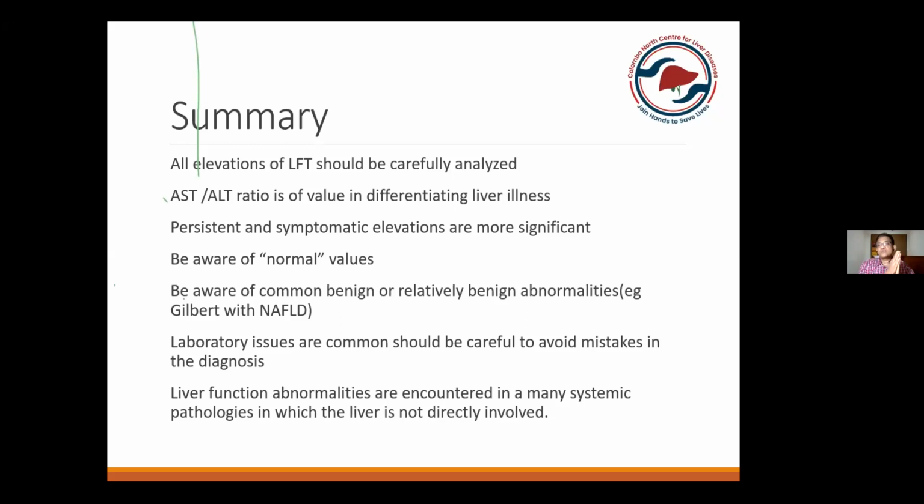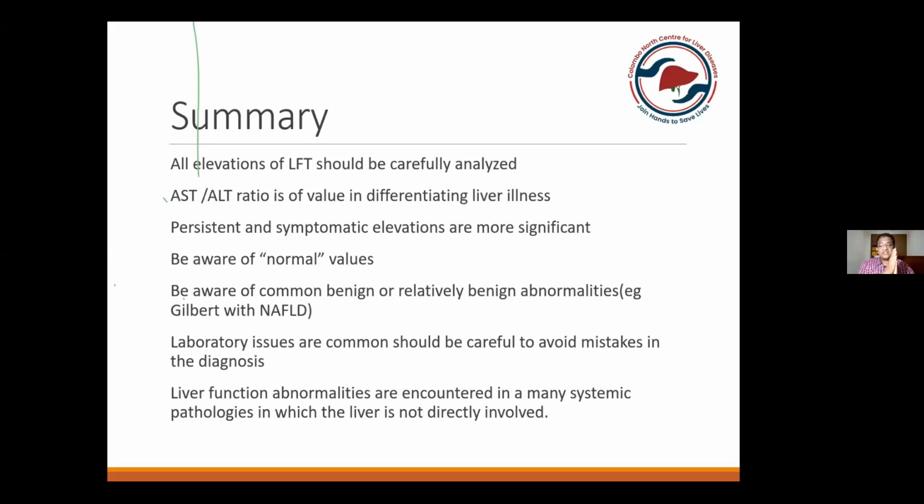Laboratory issues are common, so make sure that you are doing these tests carefully, because they are very sensitive tests, and when you are using them in various apps and various scores to predict fibrosis, to take transplant decisions. So make sure that you do it from a reputed lab, and if you see abnormal values, don't take it at face value, but make sure that it correlates well with the clinical situation and the clinical findings of the patient.